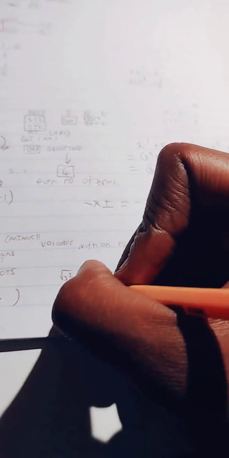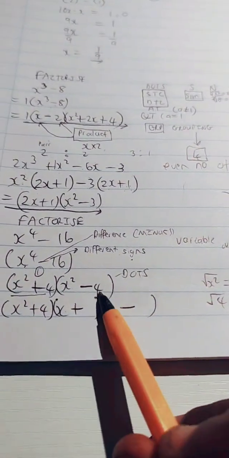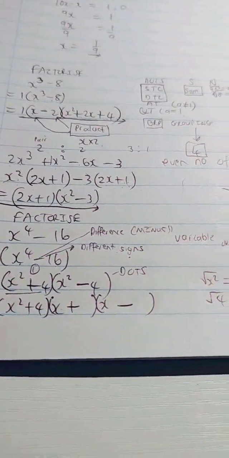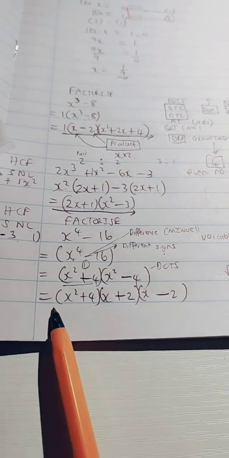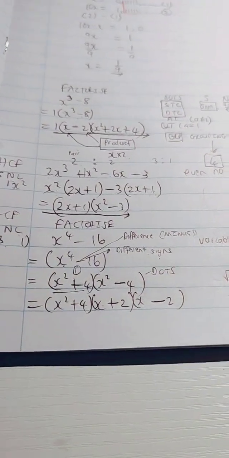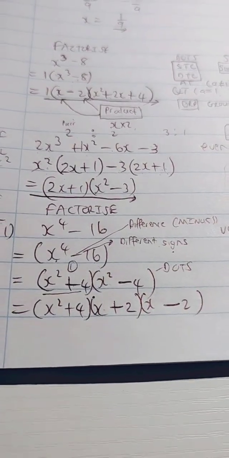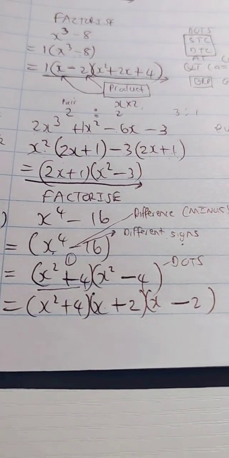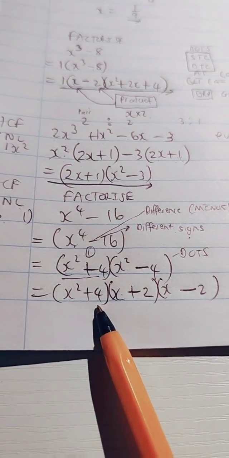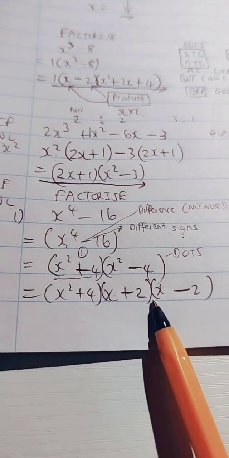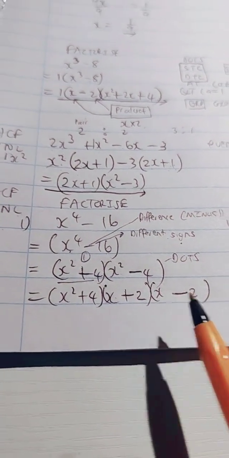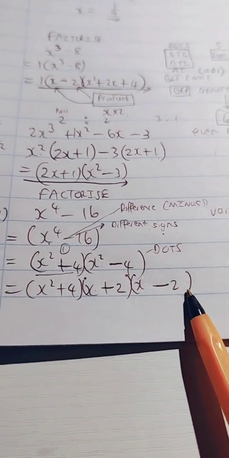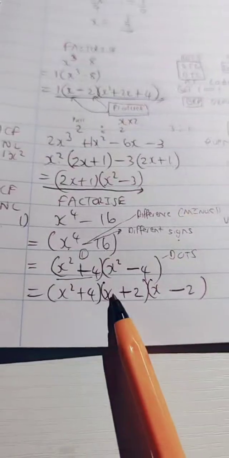Then, what is the square root of 4? What is the square root of 4, guys? It is 2. So that means we're going to write 2 and 2. Now, once we've done that, the question is, are we done factorizing, or can we still factorize further? That is the question. Can we factorize this bracket? You answer.